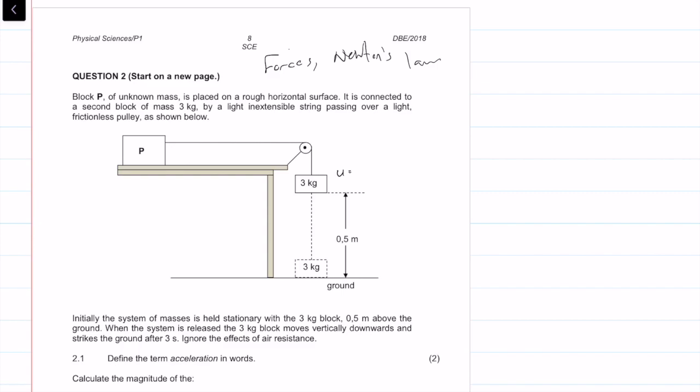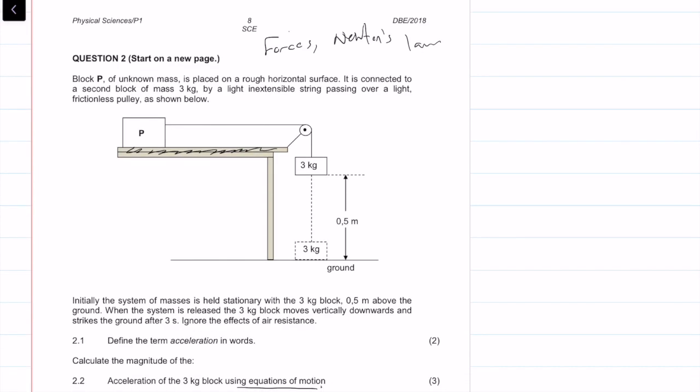Block P of unknown mass is placed on a rough surface. Okay, so this surface here is rough and is connected to a second block of 3 kilograms by a light string passing over a light frictionless pulley as shown. Cool stuff. Initially the system of masses is held stationary with the 3 kilogram block 0.5 meters above the ground. So basically we know that the initial velocity is 0 and that S is 0.5 meters above the ground. When the system is released, the 3 kilogram block moves vertically downwards and strikes the ground 3 seconds later. So it takes time equals 3 seconds.